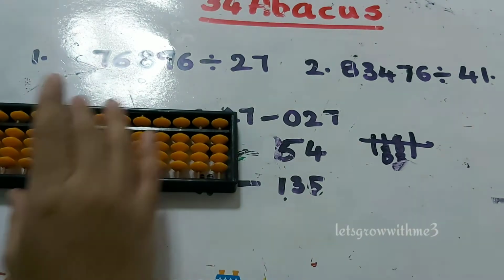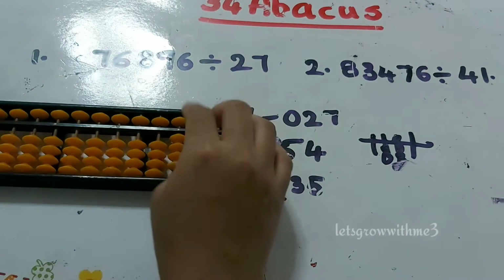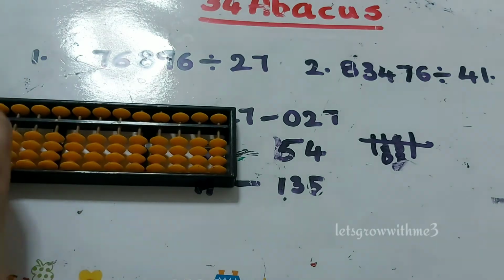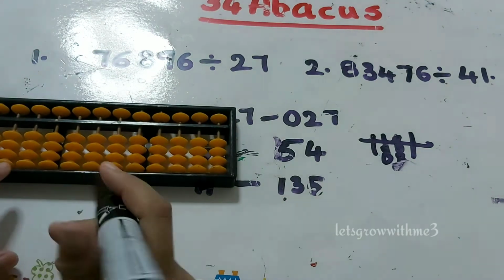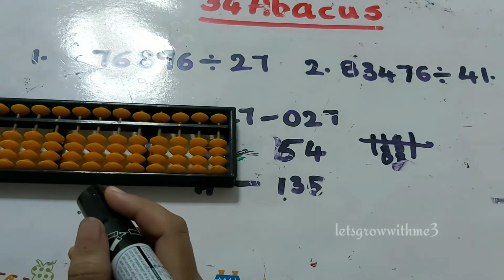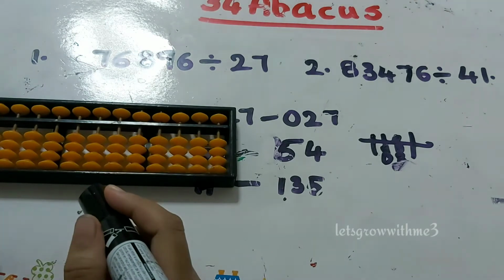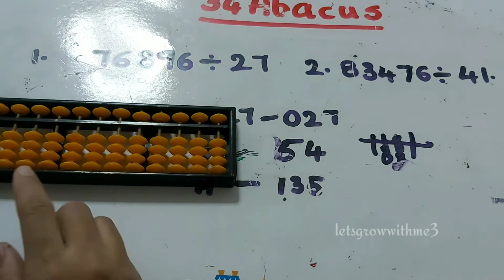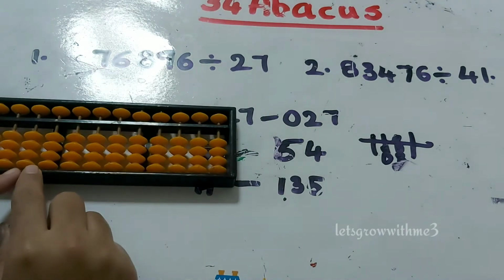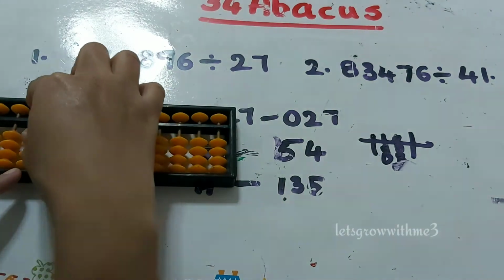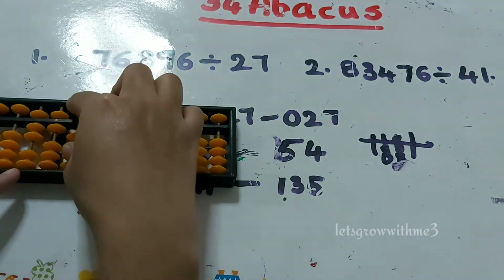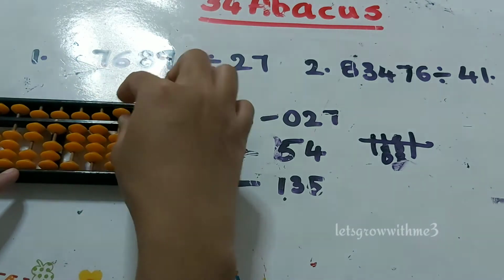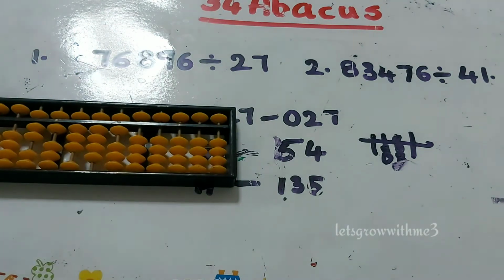Next we are going to solve this problem on the abacus. First we need to see where to put the quotient. That is 5 minus 2 minus 1, which is 5 minus 3, which is equal to 2. It means that in the second place you have to start your value, which is 7 6 8 9 6.